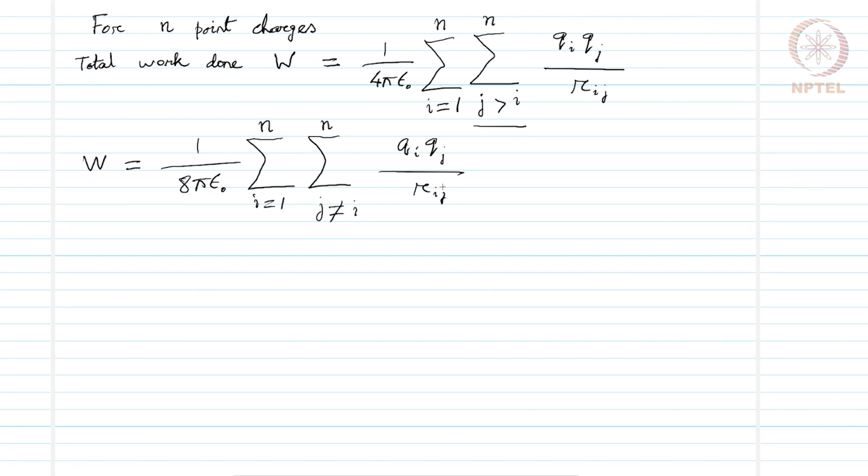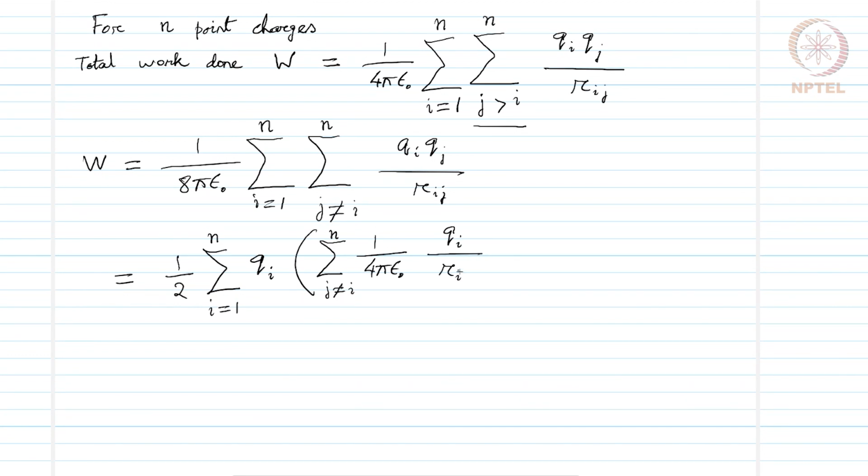This is the energy, and that is nothing but half sum over i equals 1 to n, Qi, sum over j not equal to i up to n, 1 over 4 pi epsilon naught, Qj over Rij, which suggests that this is equal to half sum over i equals 1 to n, Qi times this term in the parenthesis, we recognize that this is the potential at the point Ri due to the other charge distribution. Sorry, here this index must be j.